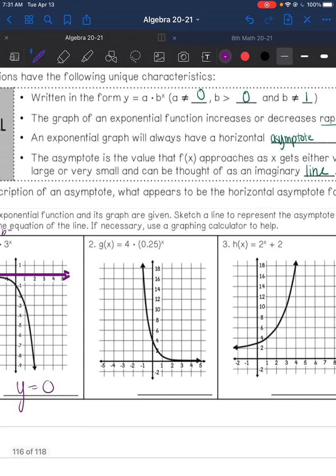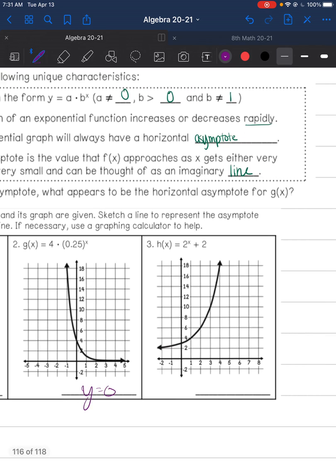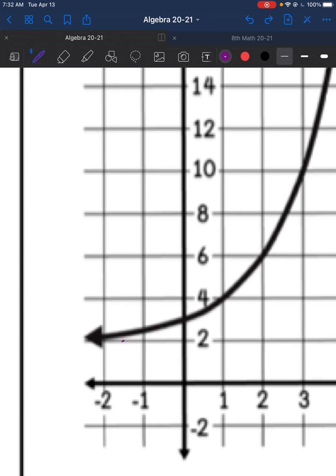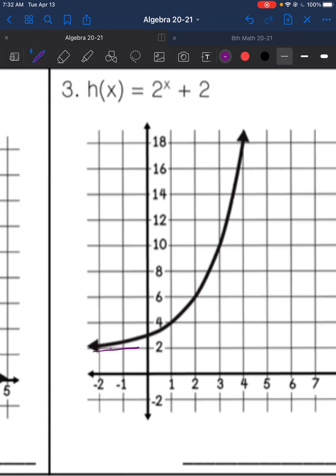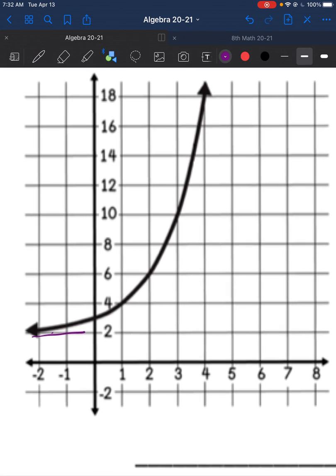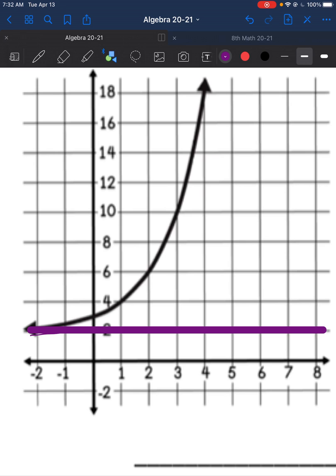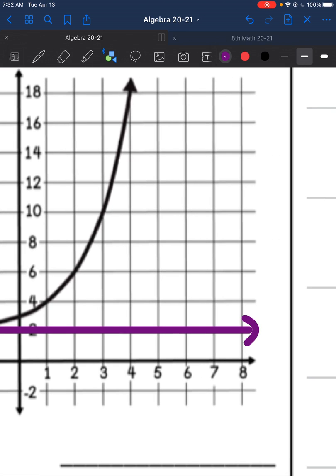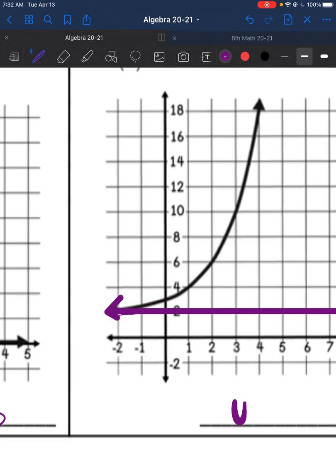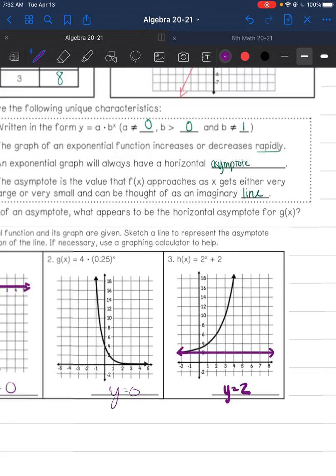I'm going to go ahead and skip 2 because once again that's y equals 0. But on this one, looking at this graph, if you notice, it's not right at the axis. It's a little bit higher. And you can see it increasingly approaches this line right here. So we know that's our asymptote. So our asymptote is really this line. And pay attention when you're looking at your axis that it's not counting by 1, so even though it's one little square up, it's really at 2. So our equation for our asymptote here is y equals 2.